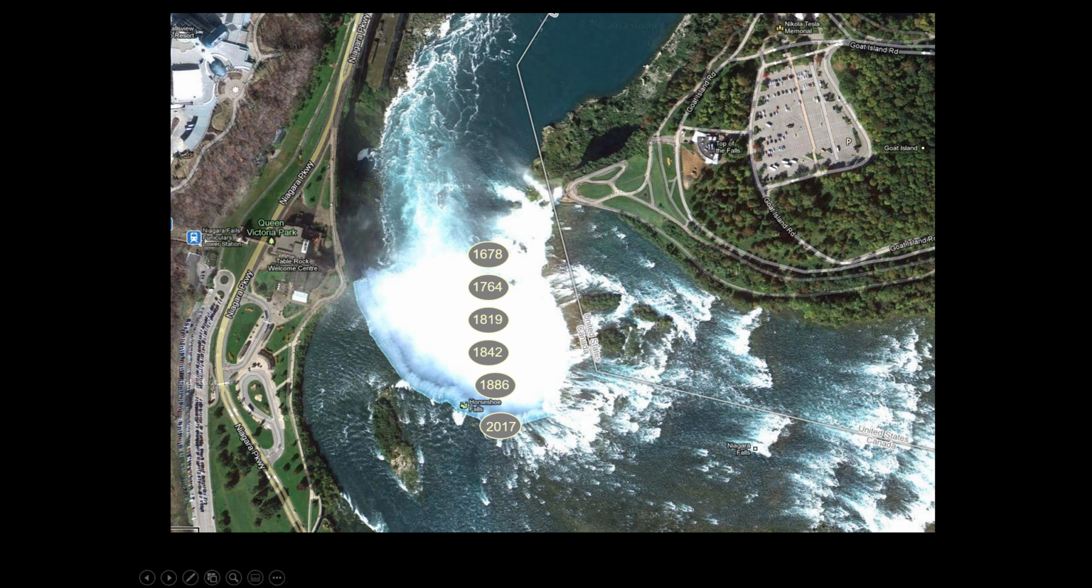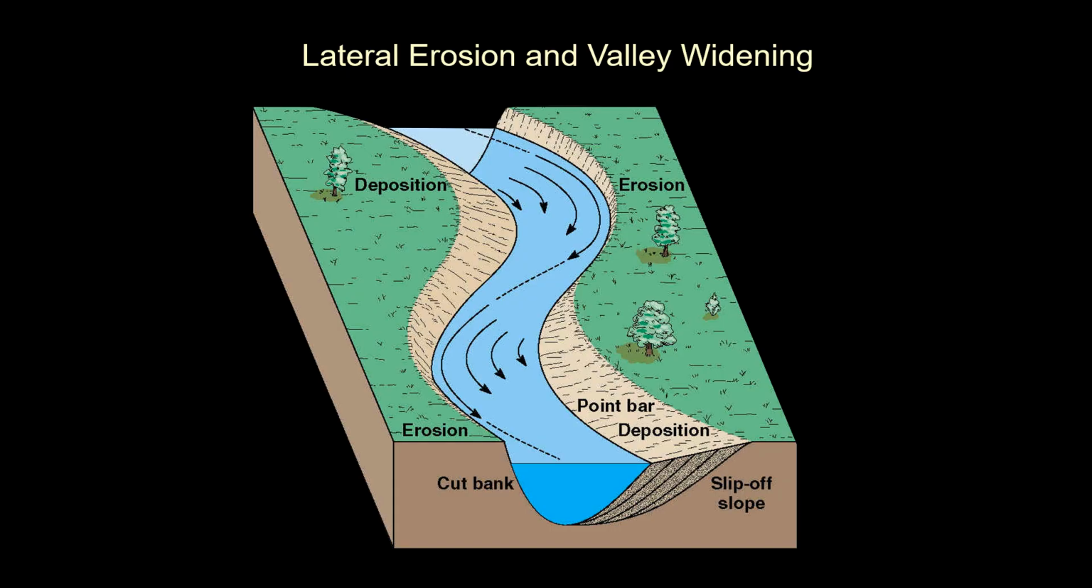This is the location of where Niagara Falls was located, what is today called Horseshoe Falls, or that part of Niagara Falls. And we plotted each of these circles represents another location for Horseshoe Falls as this nick point has continued to migrate upstream. So this whole thing migrates upstream over time. Okay, a little bit about valley widening. We talked about valley deepening, but a little bit about valley widening.